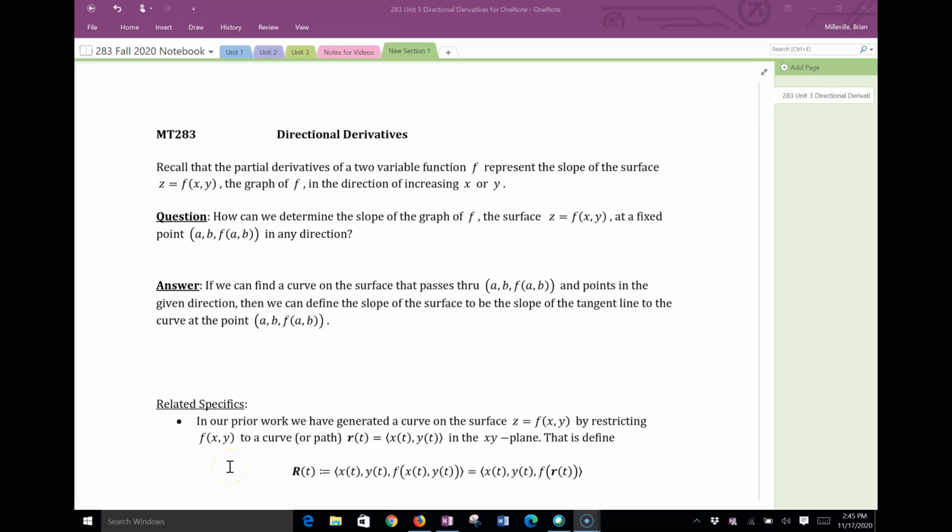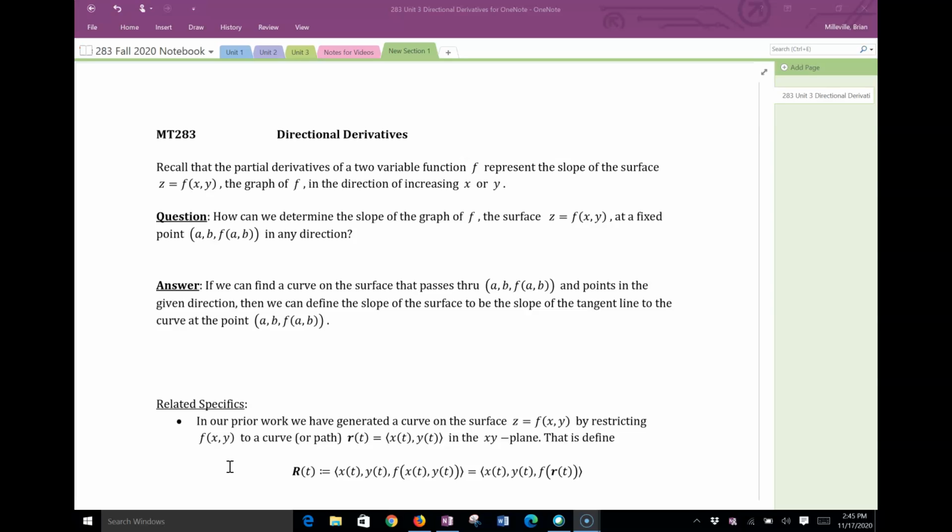Hello everyone. In this video we're going to discuss partial derivatives for functions of two variables or more. We've seen already in our work what the partial derivatives are and how to compute them, and geometrically for a function of two variables the partial derivatives represent the slope of the graph of the function, the slope of the surface, in the direction of increasing x or increasing y respectively.